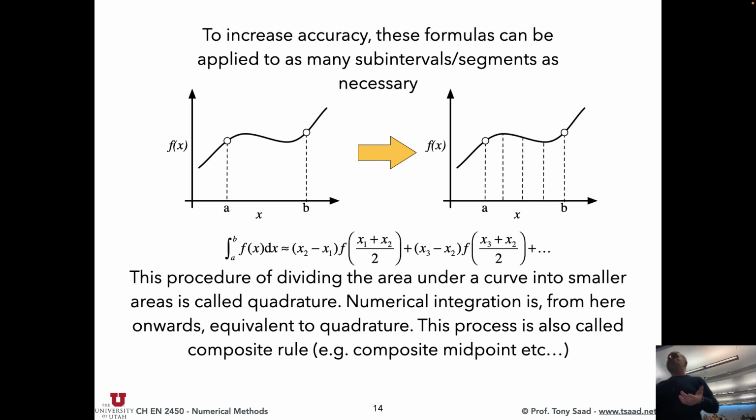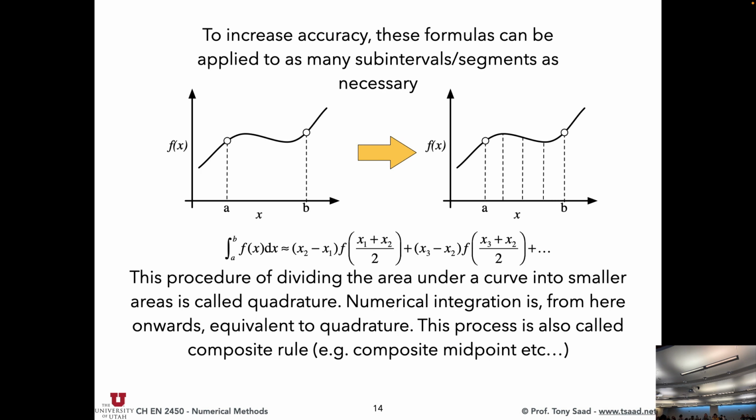So that's what we're going to do next. The procedure of dividing the area under the curve into smaller areas is called quadrature. Numerical integration, and from here onwards, we'll call numerical integration or quadrature, using the same word for the two. But also, when you take a big interval and subdivide it into many subintervals, that's called a composite rule.